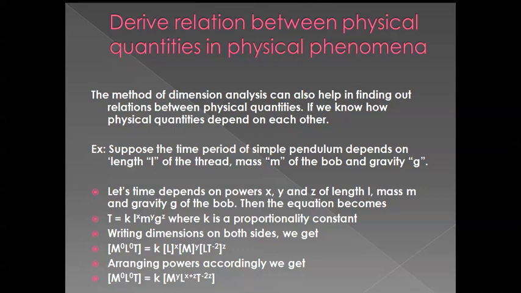Next, L power 0 on the left side, L power x plus z on the right side. That means x plus z equal to 0. And on the left side t power 1, on the right side t power minus 2z. So minus 2z equal to 1.